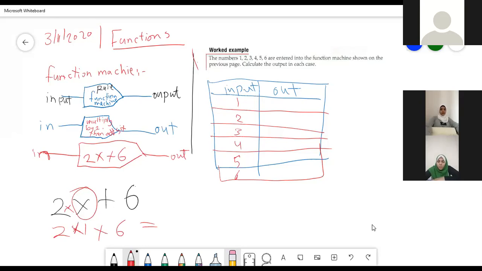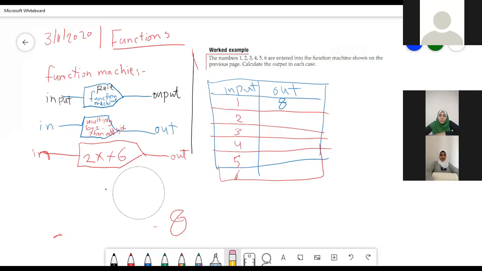2 times 1, plus 6, it will be 8. Yes, 2 times 1 is 2, plus 6 is 8. So the output is 8 in the case the input is 1. Okay.